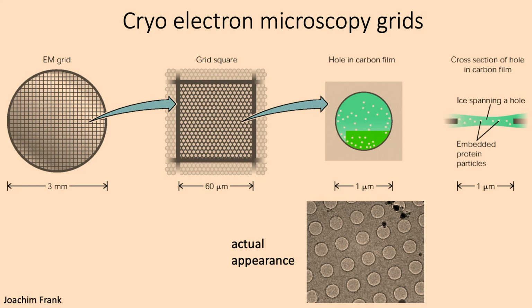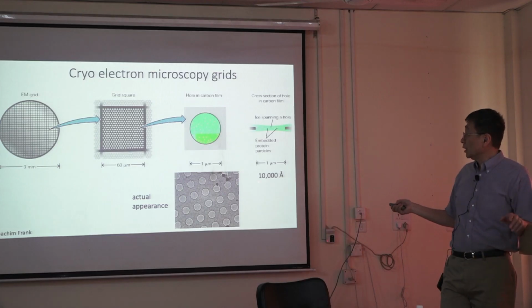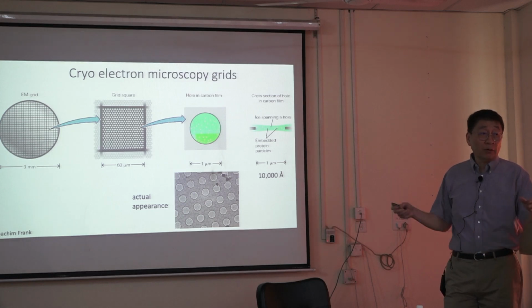So the grid is a metal grating, and on the metal grid you have a carbon film which has holes in it. The holes are about 1 micron across, and your sample is suspended in the liquid across this hole. And 1 micron is about 10,000 angstroms. Most proteins are about 100 angstrom in diameter. Most complexes, maybe bigger ones, maybe 200 or something. So 10,000 angstroms is certainly big enough for almost anything you want to work with.